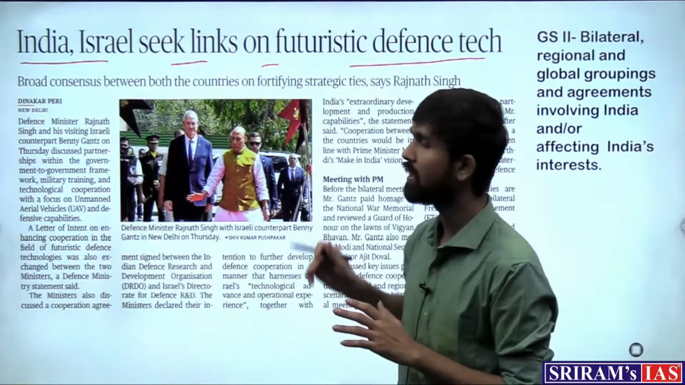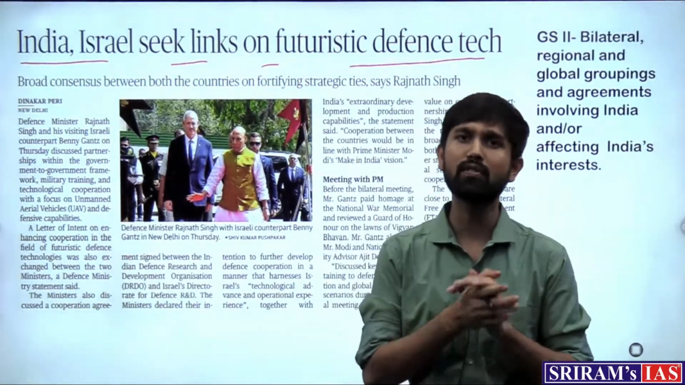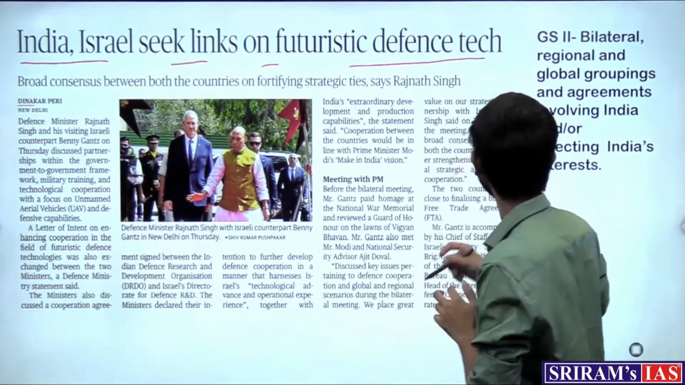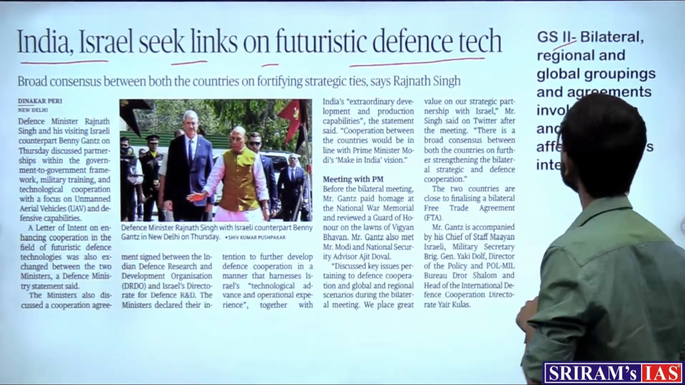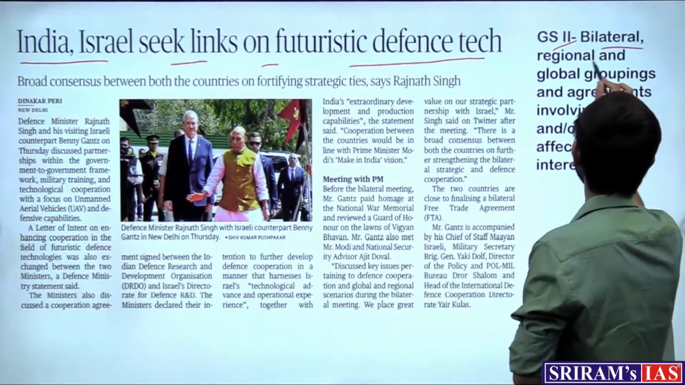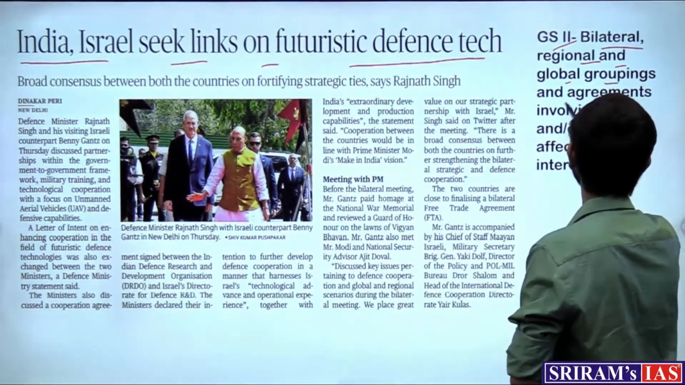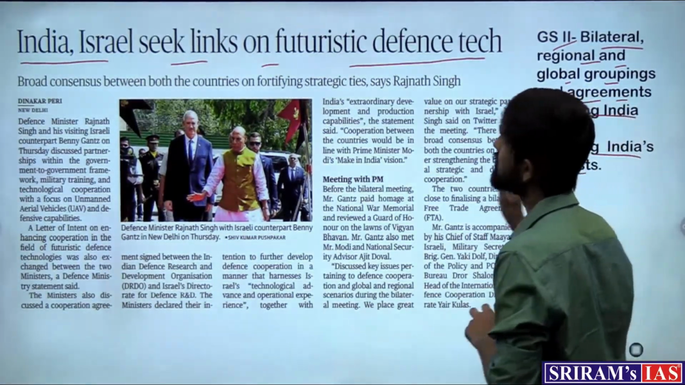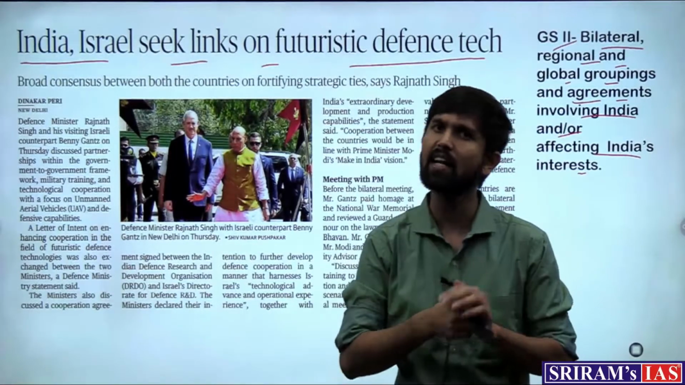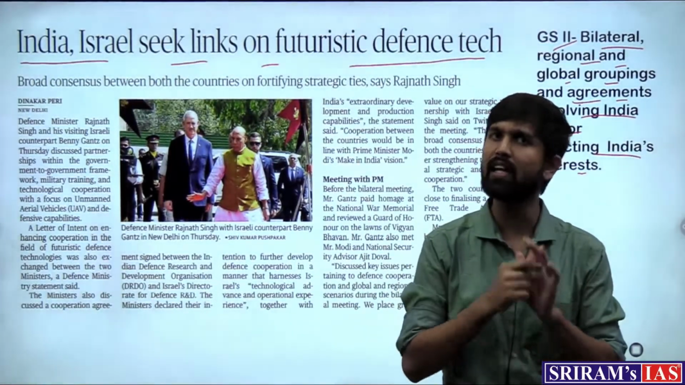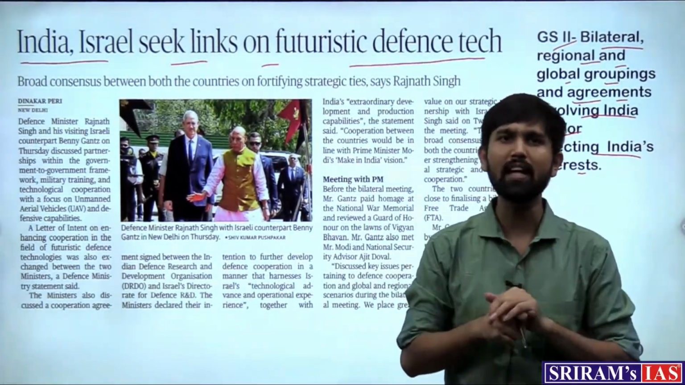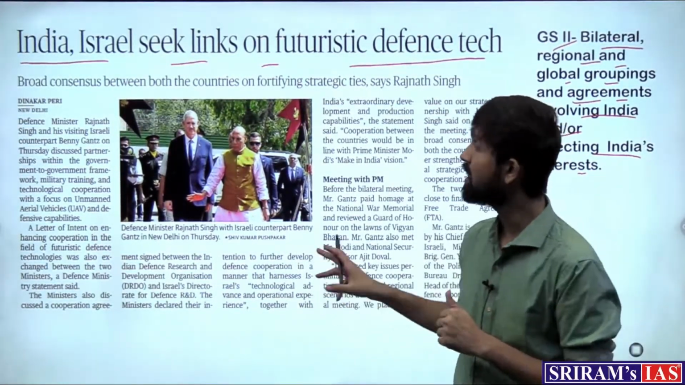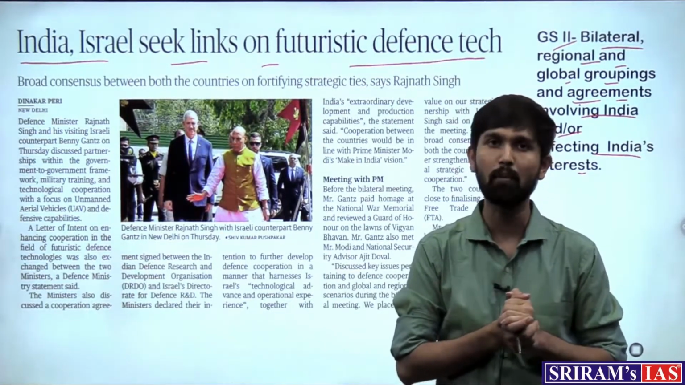this particular article highlights for us the importance of studying the bilateral relations of India and Israel, and they become important for us from the perspective of GS2 in the syllabus, where we study bilateral and regional groupings and agreements involving India or affecting India's interests. So this is a bilateral relationship between India and Israel, which becomes very important for us to study. As we all know, Israel is a very strategic, crucial partner for India, where the partnership recently completed 30 years of diplomatic relations.